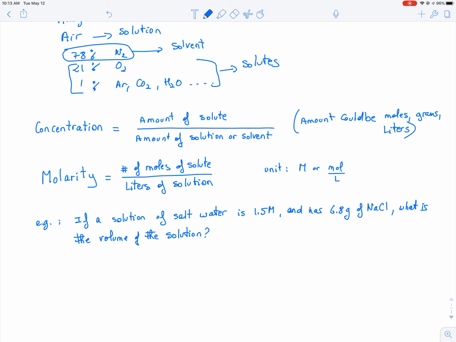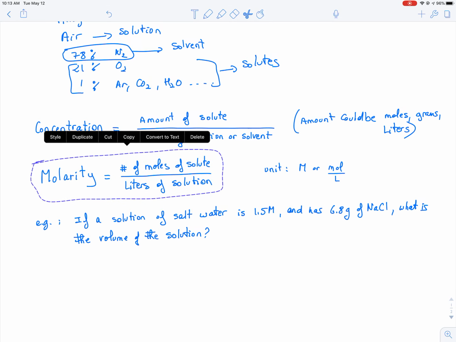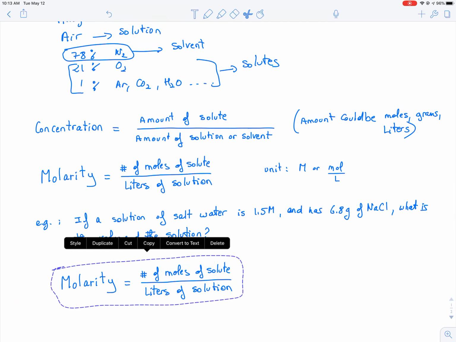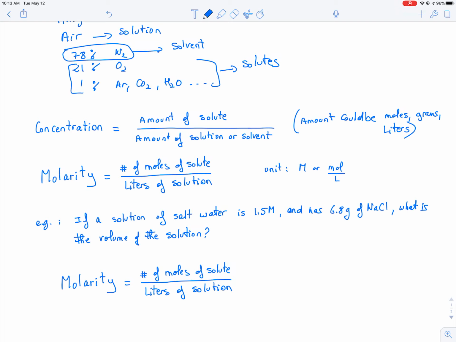So in this case, okay, we already know that molarity is equal to number of moles of solute over liters of solvent. Okay, do we have the molarity of the solution? Yes. What are we supposed to find? The volume of solution, right? So we're supposed to find this. So now, what about this? Are we given the number of moles of solute?